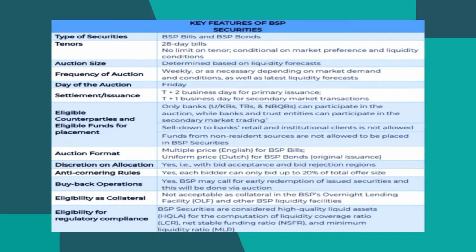So, the BSP may call for early redemption of issued securities and this will be done via auction. And yung eligibility as collateral is not acceptable as collateral in the BSP's overnight lending facility or yung OLF and other BSP liquidity facilities. So, for eligibility for regulatory compliance, BSP securities are considered high-quality liquid assets or HQLA for the computation of liquidity coverage ratio or the LCR, net stable funding ratio, NSFR, and minimum liquidity ratio or the MLR.